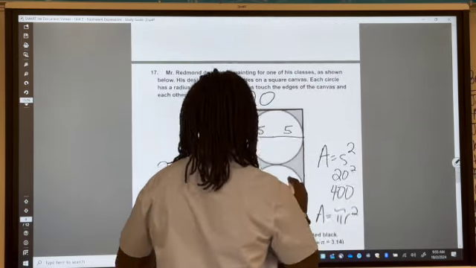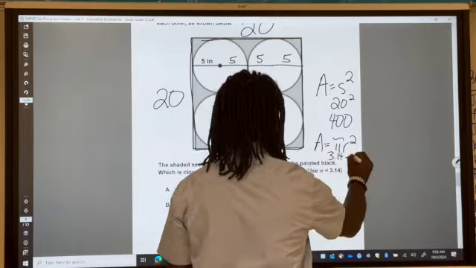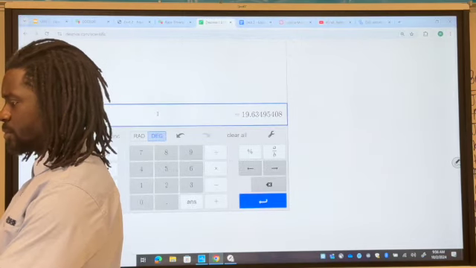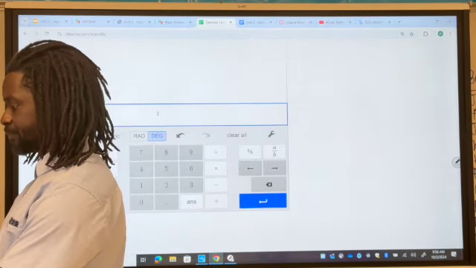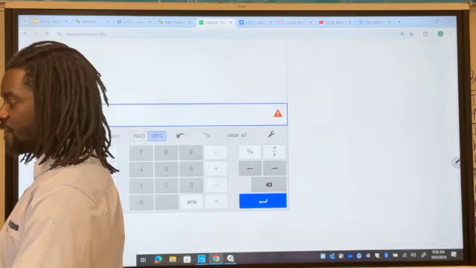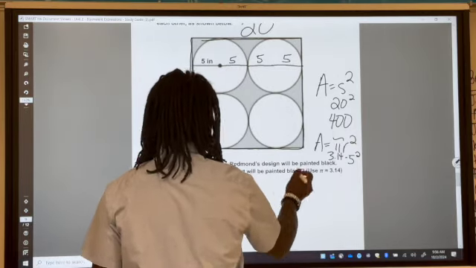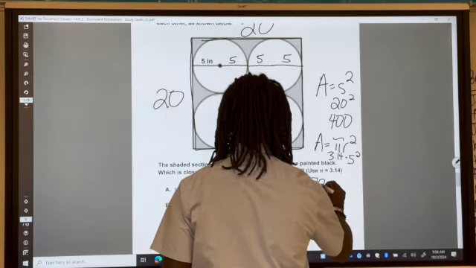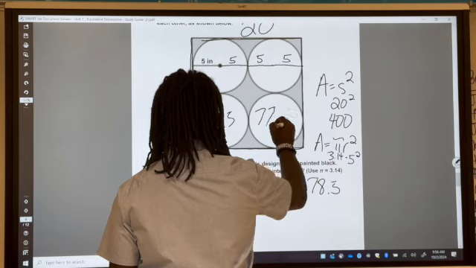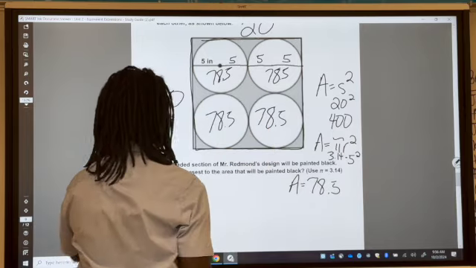So it tells me to use 3.14 for pi, so 3.14 times the radius is 5 squared. Okay, so I'm gonna come over 3.14 times the radius. What was the radius? Oh, it's 5, and then square that. Okay, so we got 78.5. Okay, so the area of the circle is 78.5. That is the area of the circle. So that means this is 78.5, this is 78.5, this is 78.5, this is 78.5, okay? So those are all of my circles.